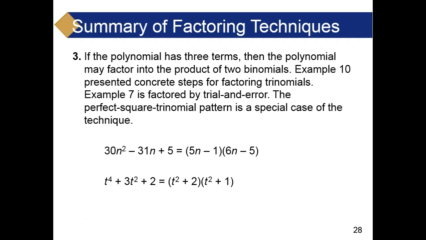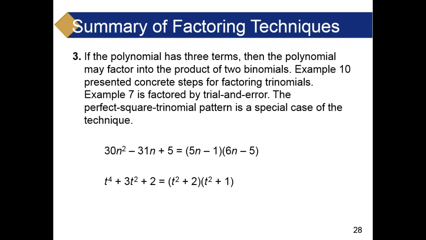So we started with common factors, then we looked for 2 terms. Some are difference of 2 perfect squares, some are sum or difference of perfect cubes. If it has 3 terms, then you do your factoring trinomial. Unfolding, AC method, whatever it takes. The polynomial may factor as a product of 2 binomials, so unfold it, if you can.